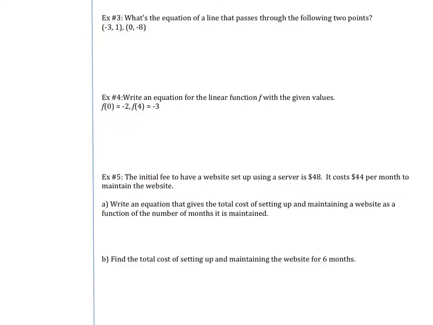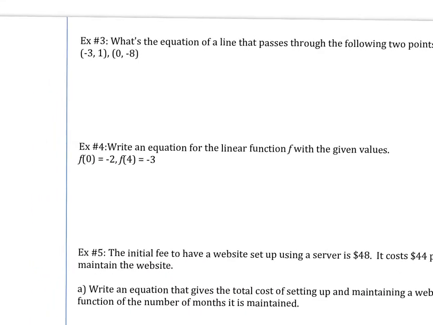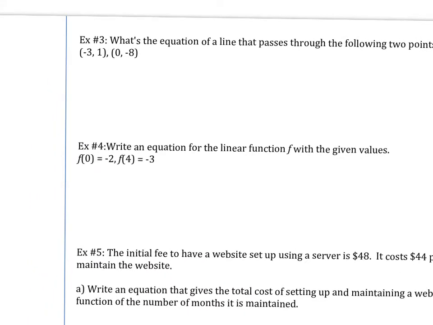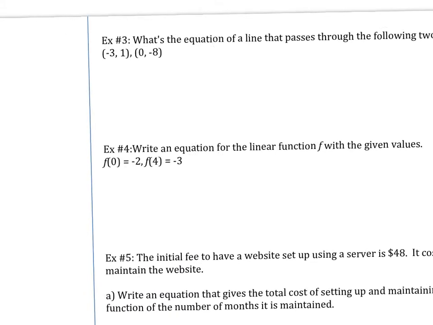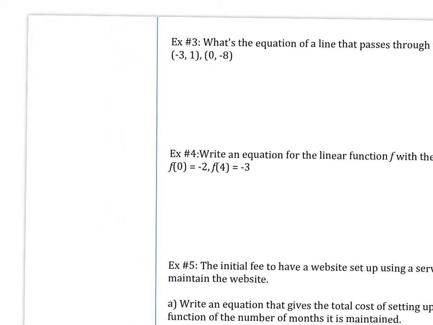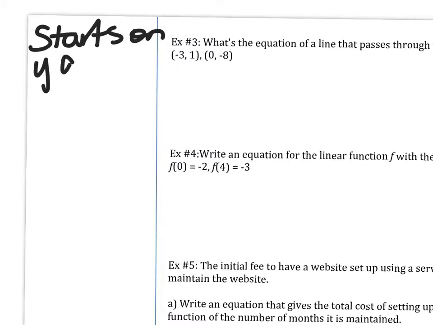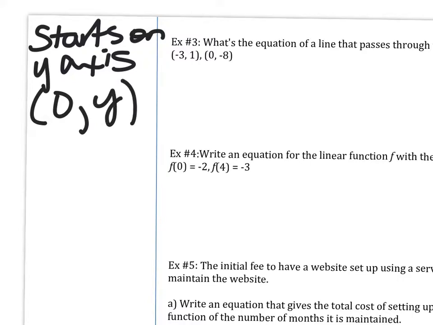Good. Okay, so example 3, what's the equation of a line that passes through these 2 points? So one thing I really want you to remember is that when I say where does it start, it always starts on the y-axis. And anything that's on the y-axis, a y-intercept, we now know has an x value of 0 and whatever that y value is. So I'm already given that here with this point.